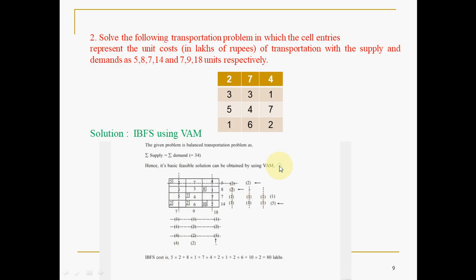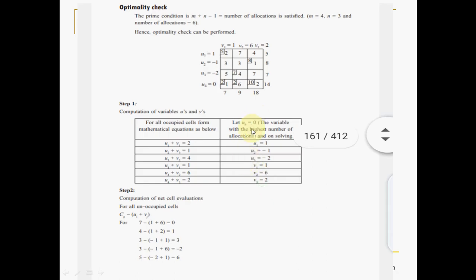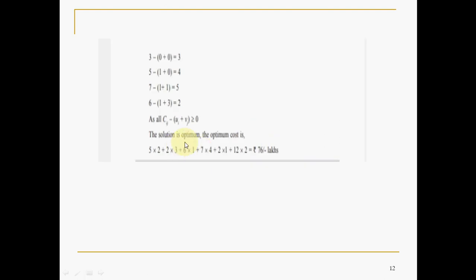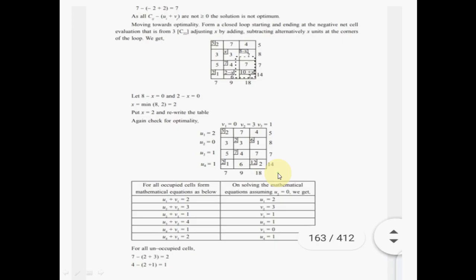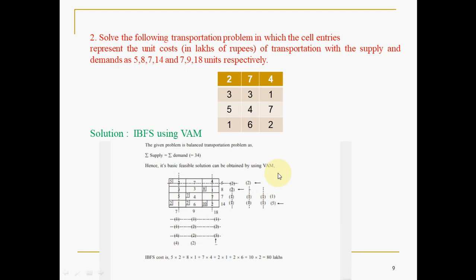So instead of like this, you are suggesting to plan or distribute like this. Then you can put a comment: the solution is optimum, and the optimum cost is this much. I hope you got it. First thing is the IBFS is the same.